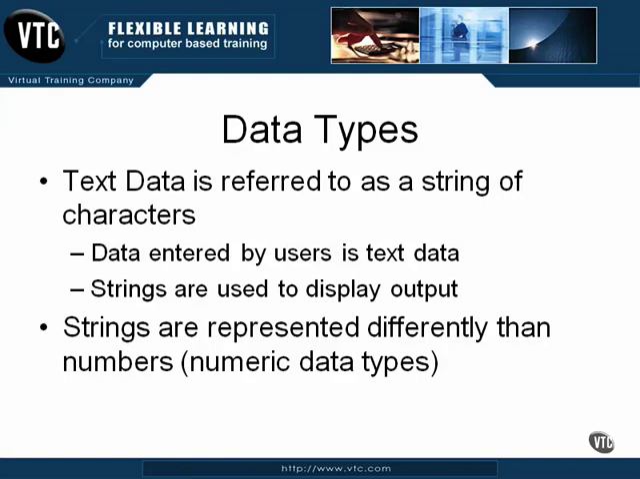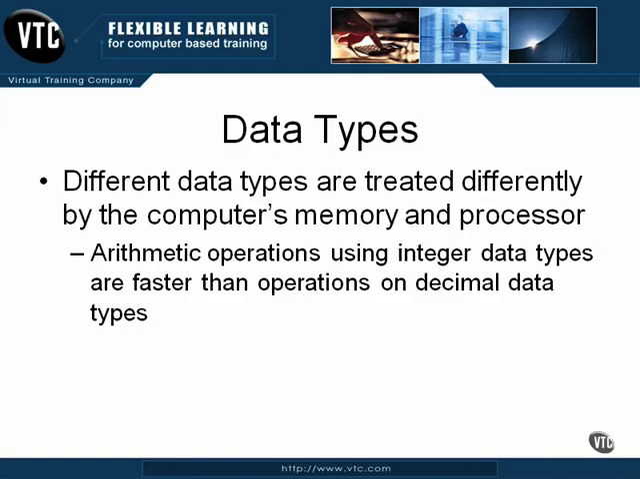Even though it is a number, if it's displayed with a dollar sign and commas and decimal points to improve readability, then it would be considered a string. Strings are represented differently than numbers, in that typically strings are not used in calculations. Different data types are treated differently by the computer's memory and processor also. For example, arithmetic operations using integer data types operate much faster than operations on decimal data types. So you can improve the efficiency of your applications by choosing the appropriate data type.